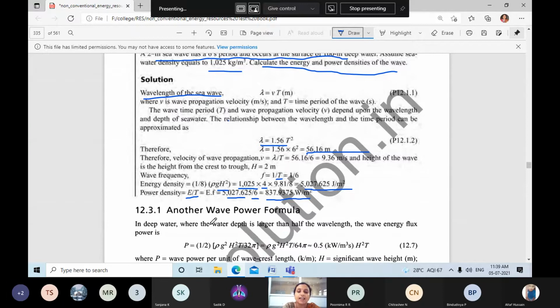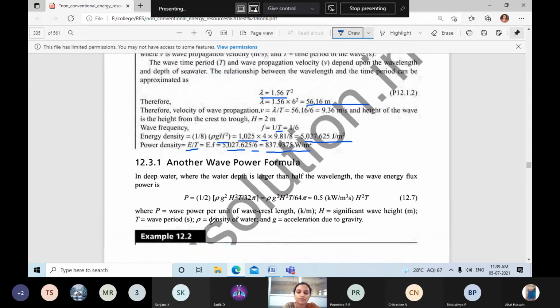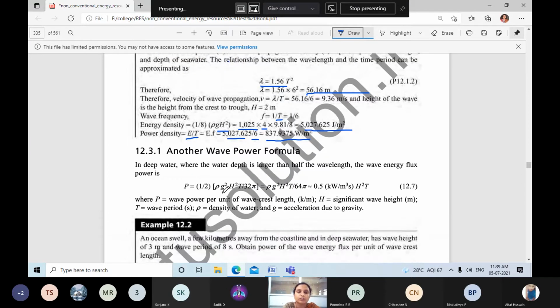There is another formula for power: P equals 1 by 2 rho g square h square T divided by 32 pi. That can be written in another form as 0.5 kilowatt per meter cube seconds, h square into T. Here P is the wave power per unit of wave crest length, H is the significant wave height, T is the wave period, rho is the density of water, and g is the acceleration due to gravity.